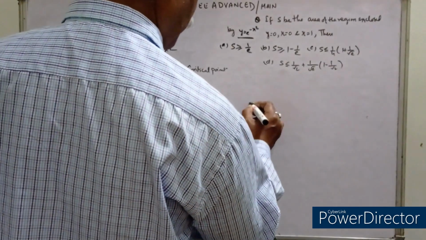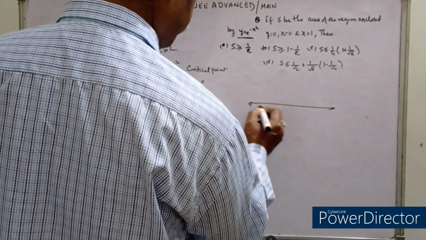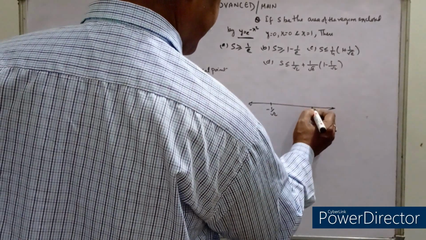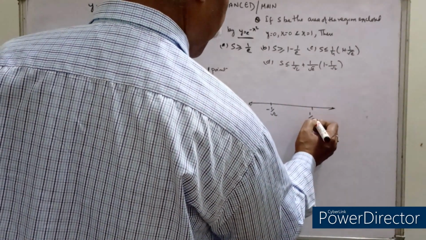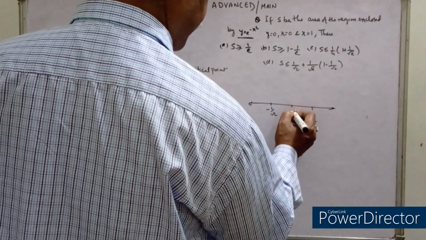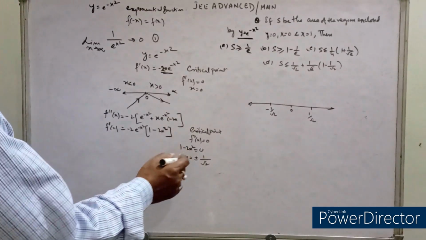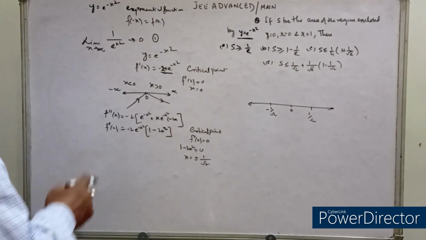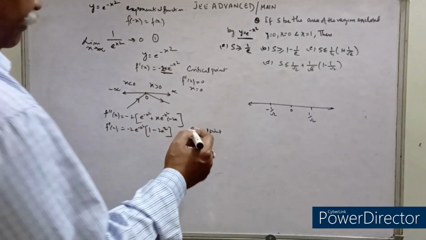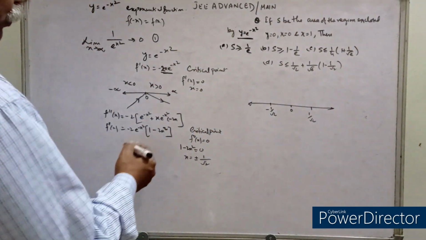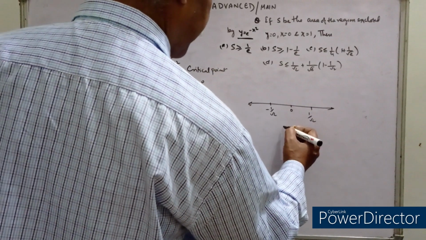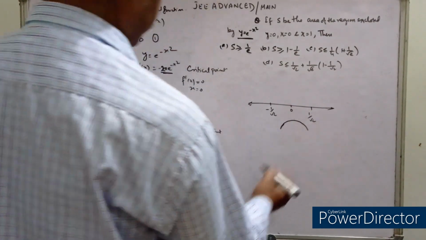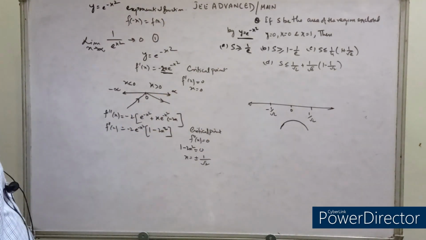Here you can draw the graph. This is minus 1 by root 2, and here this is 1 by root 2. Let us take the point 0, 0. If you place 0 here, that means you are going to get a negative value. So since it is a negative value, your curve will be downward.